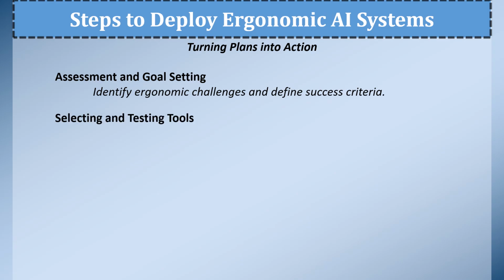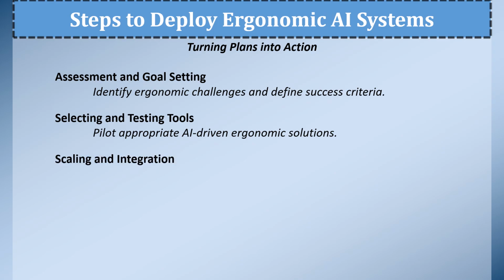Selecting and testing tools. Organizations must choose tools suited to their environments: wearables, computer vision systems, or adaptive furniture. A pilot phase with small teams helps validate the tools, iron out usability issues, and gather early feedback. Scaling and integration.